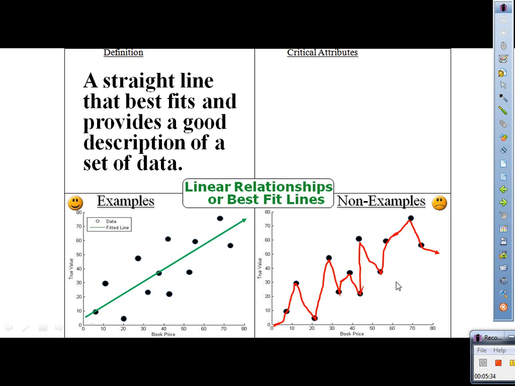It's a squiggly line. It connects all the points. Did it divide the data evenly? No. So that's the second thing, that it does not make it a best fit line.